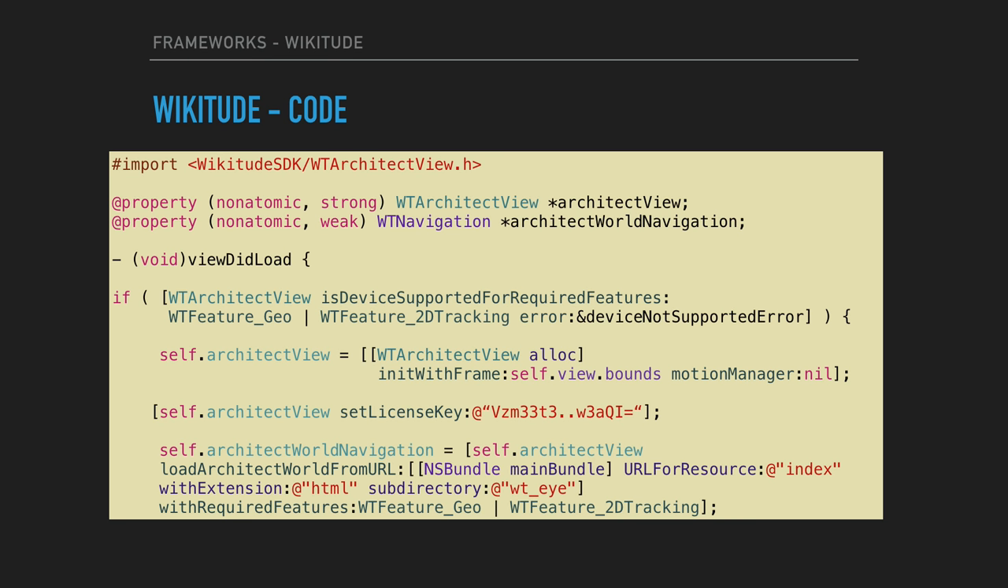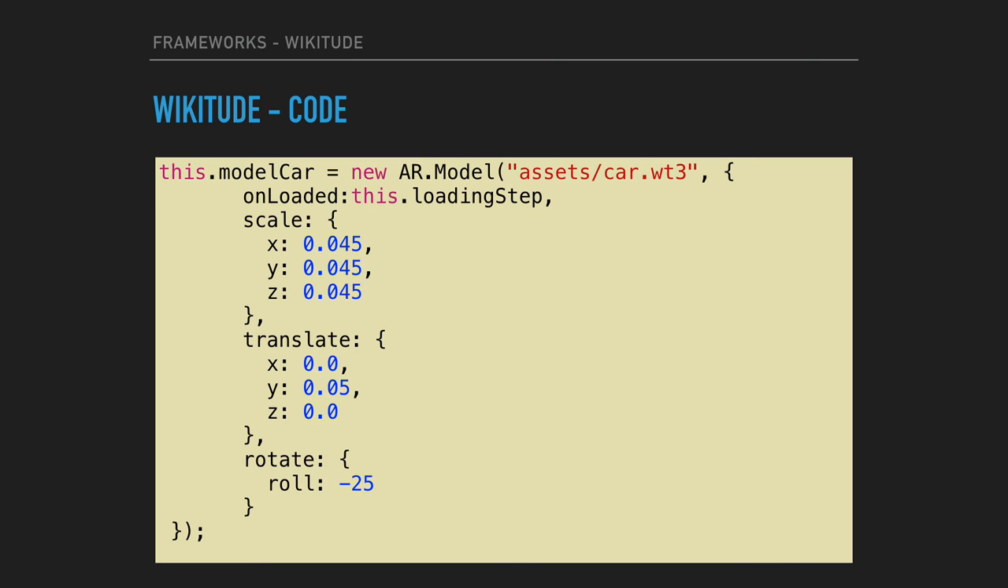So the code is pretty simple. Basically, we set up a view controller, and we set the license key, and we give it the bundle resource that describes the 3D or 2D world that we're going to put on top of our target. That bundle has some JavaScript and HTML describing what we've got. So it's loading up a 3D model there and doing the scaling and translation, stuff like that. So it's all pretty simple. To get the 3D models, you need to have it in FBX format and then run it through their converter to get it into their proprietary 3D format. But that all comes for free.